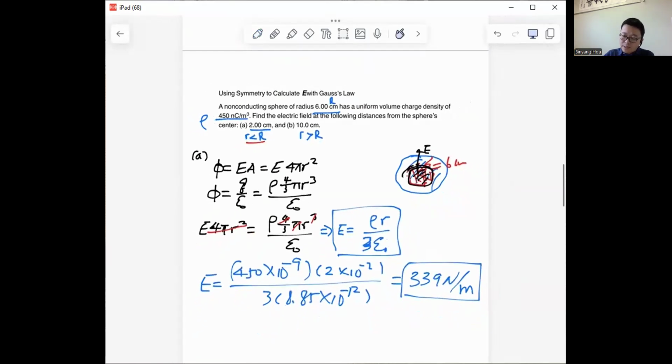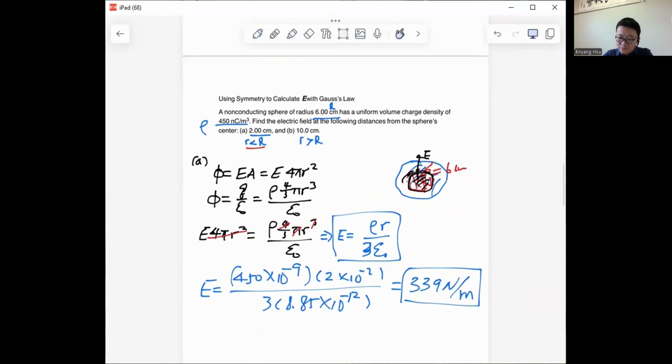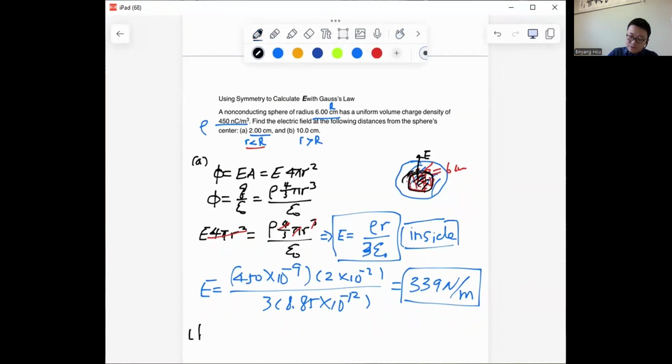But this one you can use when you are inside the sphere. Okay, that's the general expression for that. Now let's look at outside the sphere.